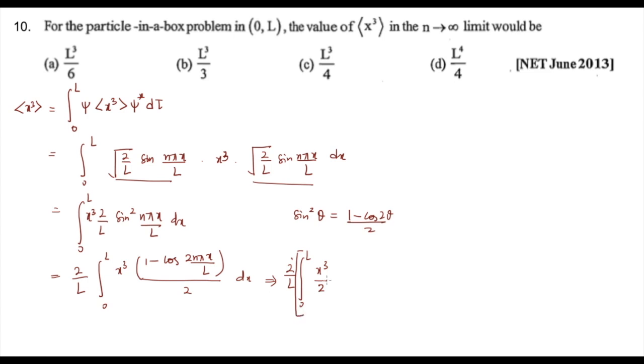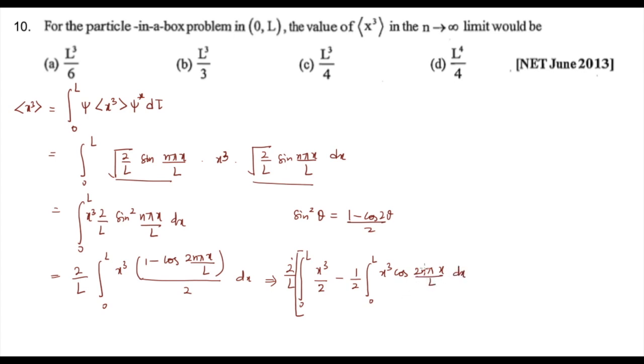And minus, this will also be multiplied inside. So 1 by 2 you can take outside, and integral from 0 to L, and this is going to be x cube and cos 2 n pi x by L, and dx.